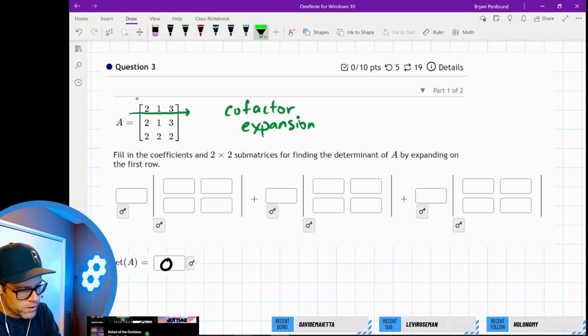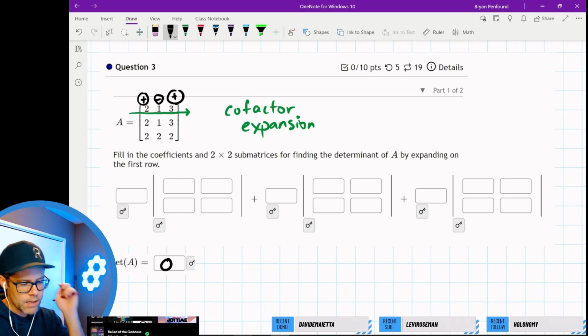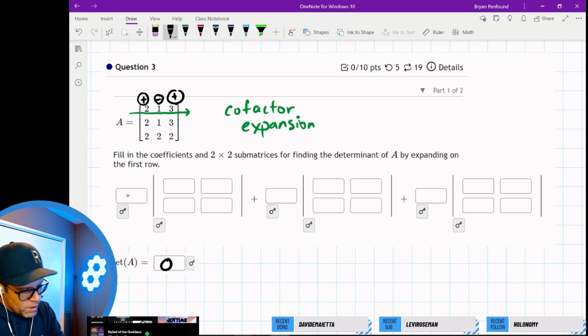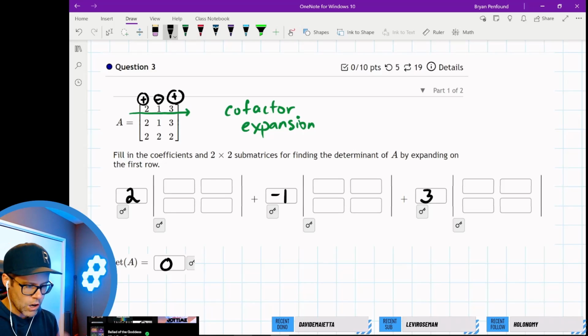What we need is to assign to each one of these numbers 2, 1, and 3, either a positive or negative 1. In the upper left corner, we always start with a positive 1. And then as we move one step either to the right or down, we alter our signs. So the 1 is going to have a negative sign associated with it, and this 3 will have a plus sign associated with it. So it kind of looks like a weird happy face, I guess. But we're going to have 2, -1, and 3. Those are going to be the coefficients of the cofactors that we need.